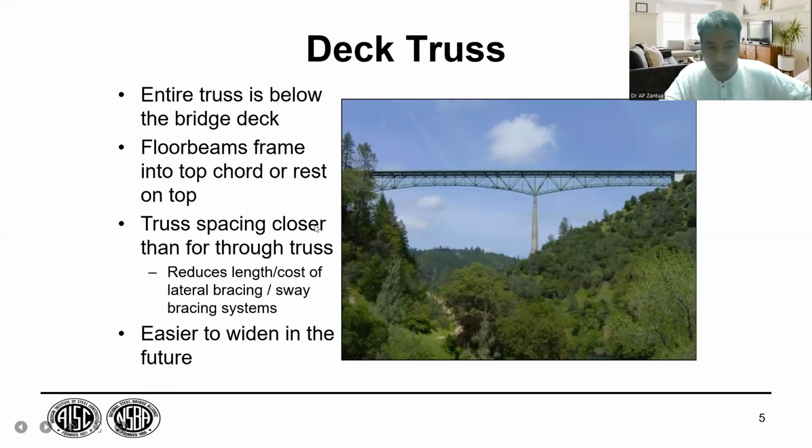Truss spacing closer than for through truss. Trusses meaning these small elements of steel components here. So these are truss elements. Truss spacing is closer, meaning the joint to joint distance is shorter, if we compare to through truss. It is easier to widen in the future, so widening is easier.